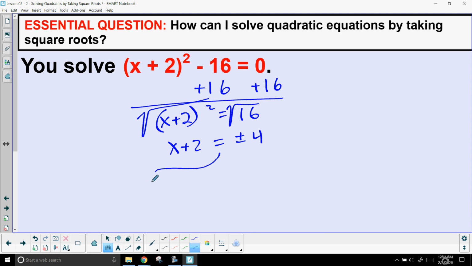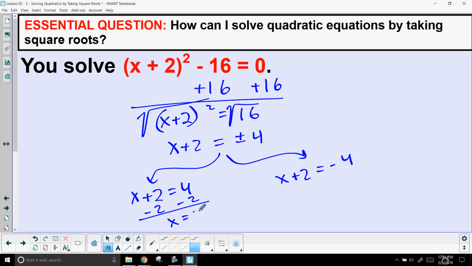So now we have x plus 2 equals 4. x plus 2 equals negative 4. Subtract 2, we get x equals 2. Subtract 2, two negatives. They're going the same direction along the number line. Negative 6. So our answers are 2, negative 6. Skadoosh.